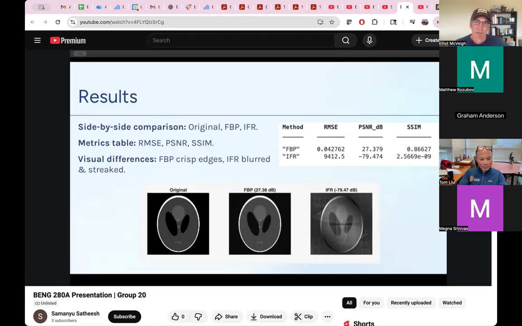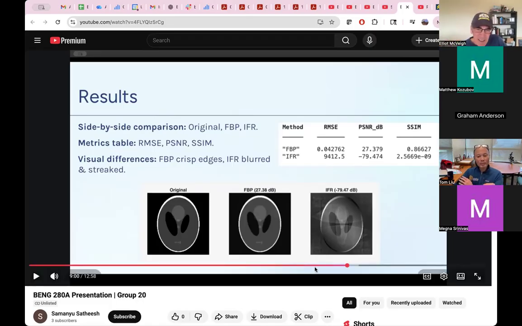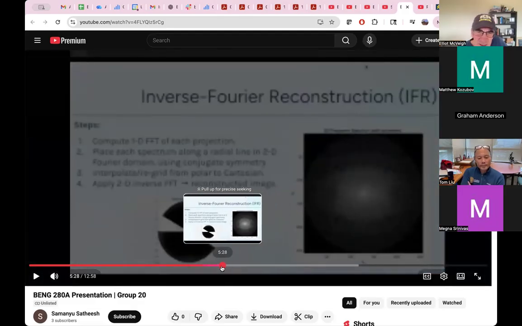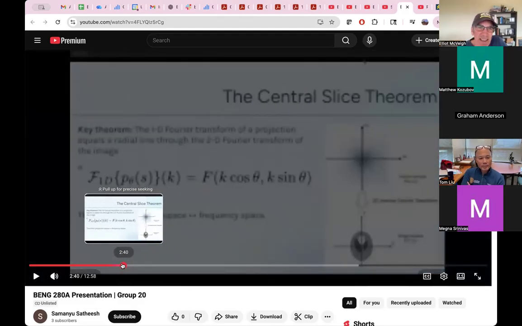But with a few simple steps, you'll get a lot closer to a real picture, right? And so in some respects, what you've demonstrated here is, hey, if you're going to do IFR, you've got to be ready to do a whole bunch of other things before you do the FT to go back and get the picture, right? I think, did you guys have something in here about a sinogram CT data set?